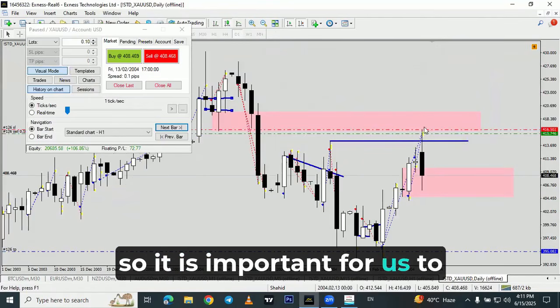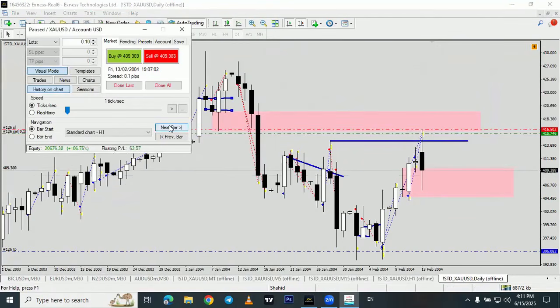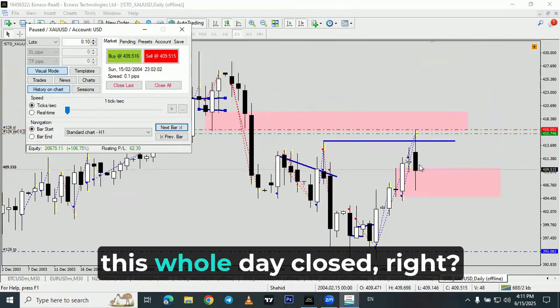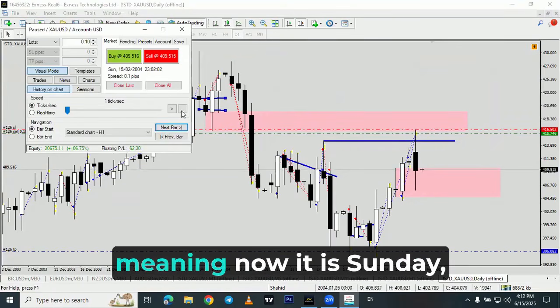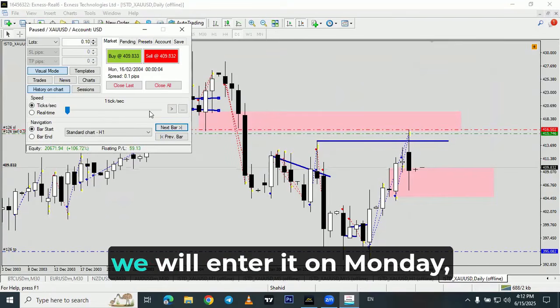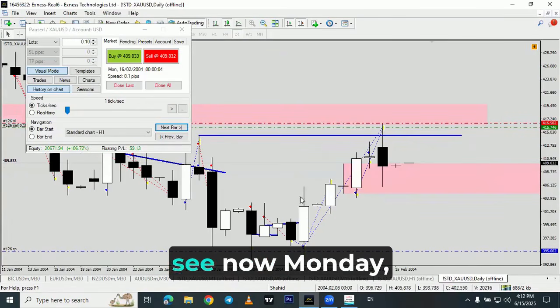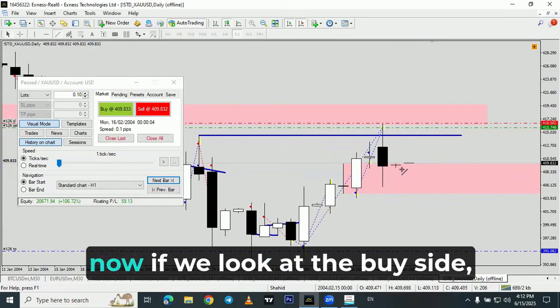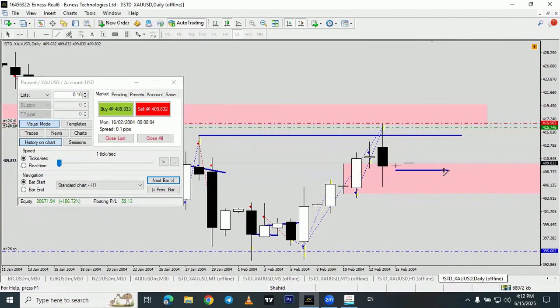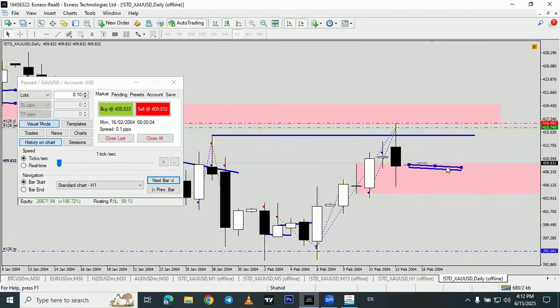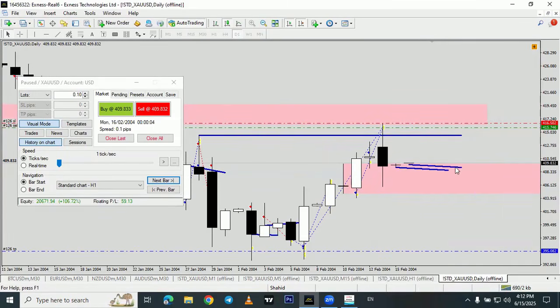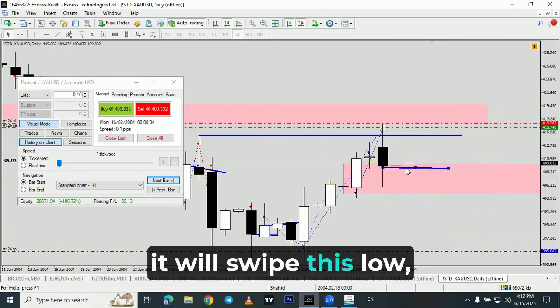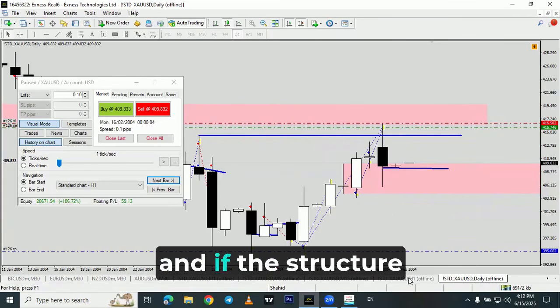So it is important for us to let this whole day close. See this, it is tapping in its way. This whole day closed, right? The whole day closed, meaning now it is Sunday. We let Sunday stay. We will enter it on Monday. Now Monday has come. See now Monday, what Monday has come here, right? What we have to do on Monday was, now if we look at the buy side, this minute in this low should be swiped.